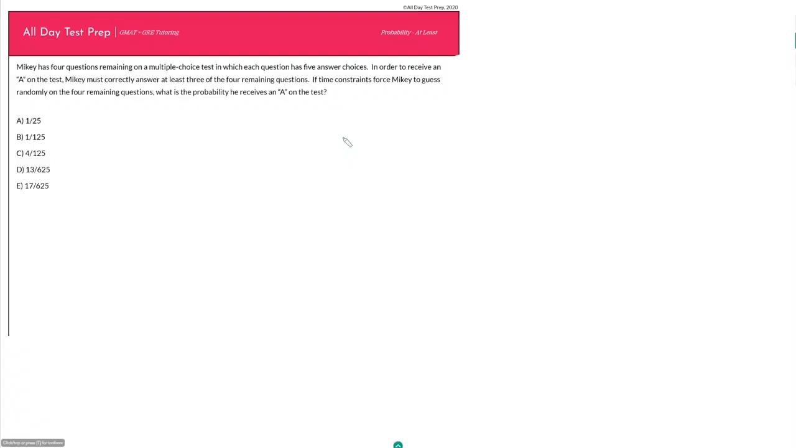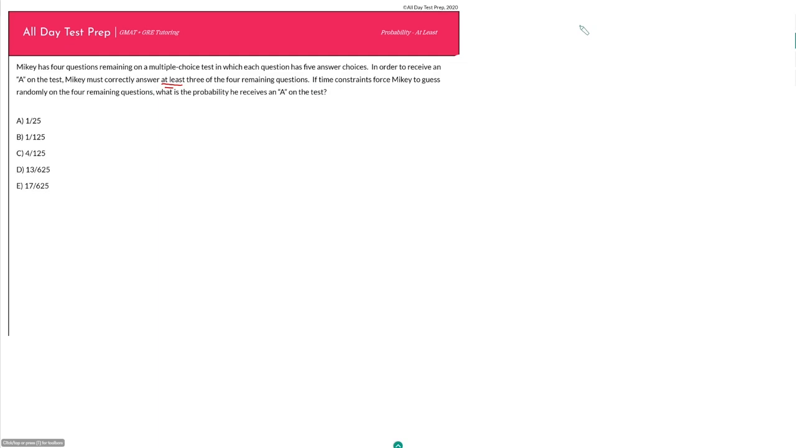GMAT all day. One set of keywords that I am always looking out for on the GMAT is the phrase "at least," which comes up a lot in probability questions. And I think a lot of people have been conditioned or have been taught to just think of at least questions as the ones where you do the one minus thing.